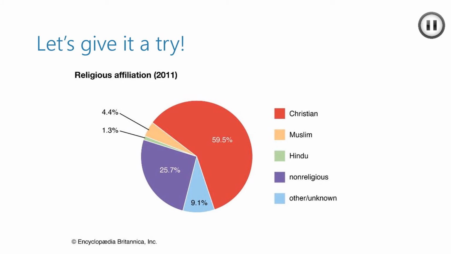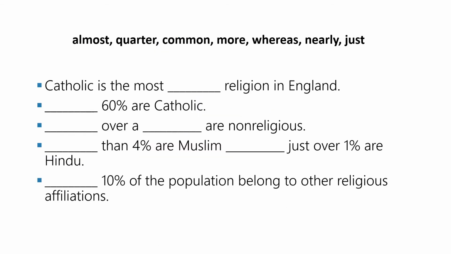Let's give it a try with this sample chart. This one is about religious affiliation in England. Please pause this lesson and examine this chart carefully. If you believe you have forgotten something, you can come back to it later. Now, try to complete these sentences with one of the given words. All these sentences are about that pie chart you have just seen.